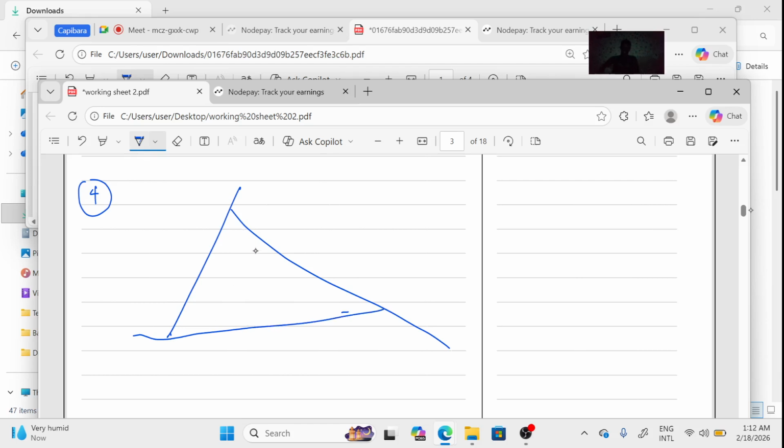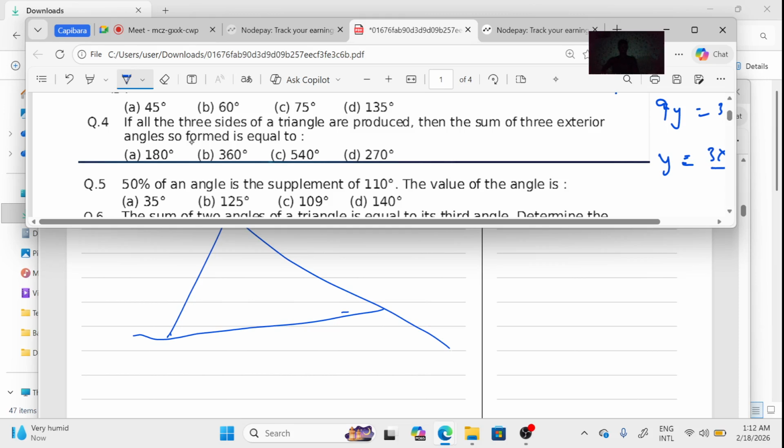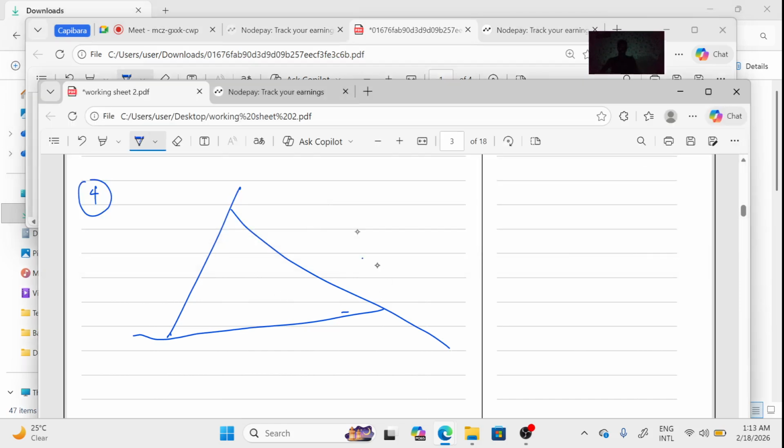Back to the question, it said if all the three sides of a triangle are produced, then the sum of the three exterior angles formed is equal to. So all the three sides are produced. So now what's that saying? This is exterior angle 1, this exterior angle 2, and this exterior angle 3. It should be something like this.